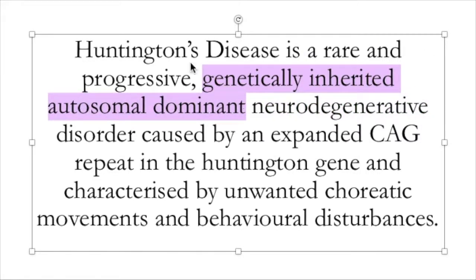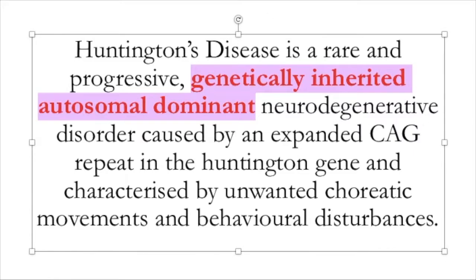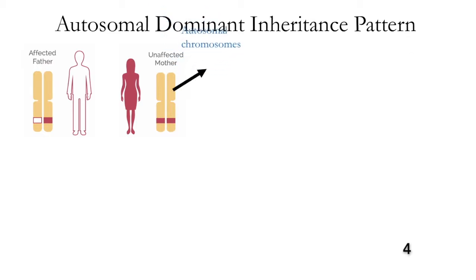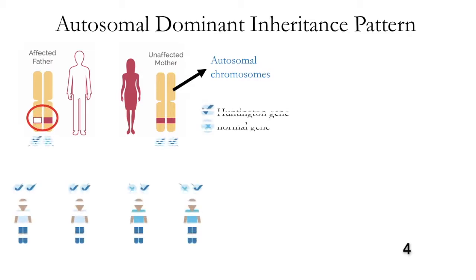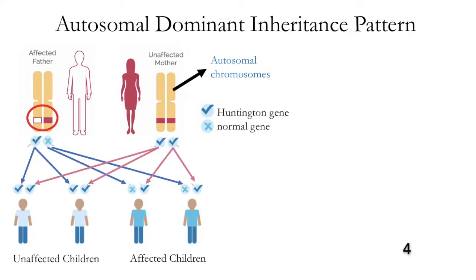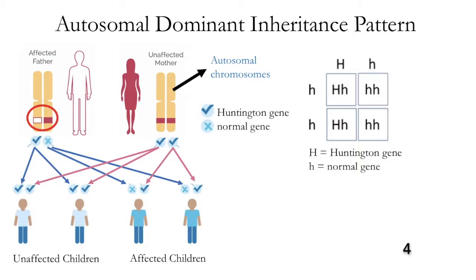Let's start by looking at how the disease is passed down from generation to generation. Autosomal tells us that the affected gene is carried on the 22 pairs of chromosomes which are not sex chromosomes, and since the disease is dominant, if one affected allele is present, it will be enough to cause the disease. Using the example shown on the screen, if dad has the condition but mum does not, reinforced by the Punnett square diagram to the right, there will be a 50% chance of passing the disease onto the offspring.